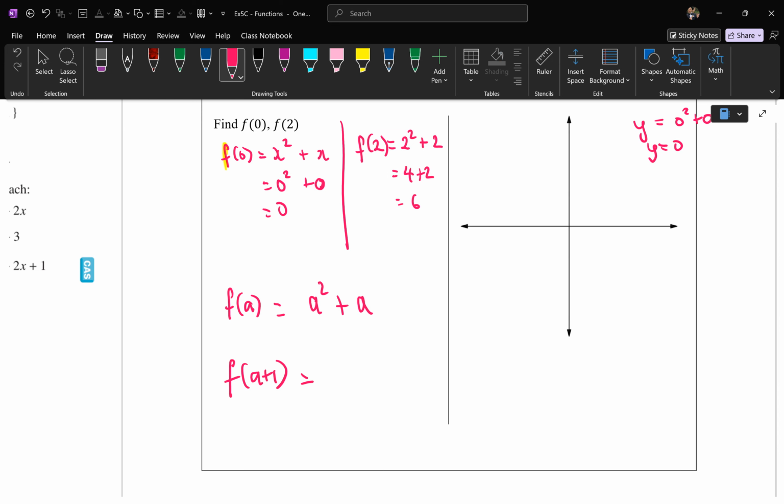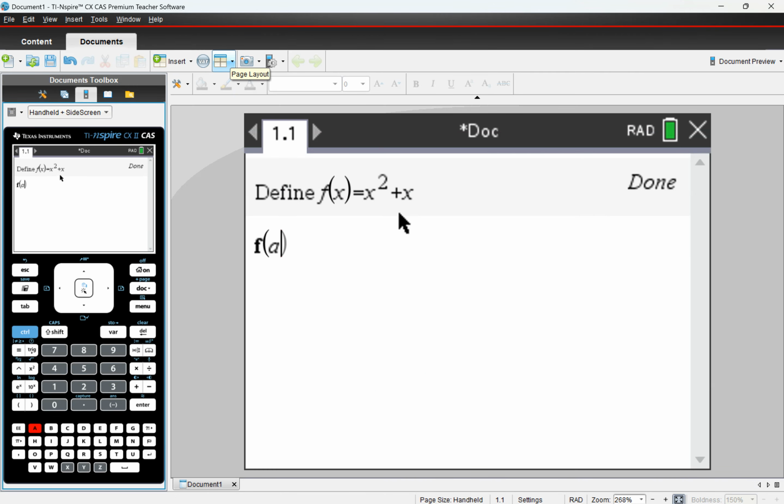Yeah, that's it. That's all it is. It's just a plus 1 squared plus a plus 1. That's what it means. If I went back to my calculator and did the same thing, if I just did f of a, literally all it does is replace the letter with a letter. Obviously, if I did a plus 1, it will do one up on me.